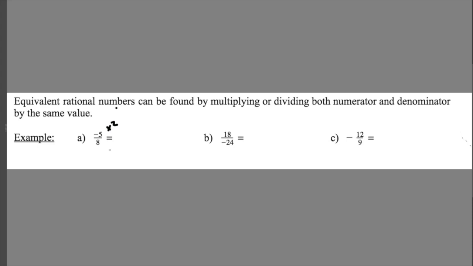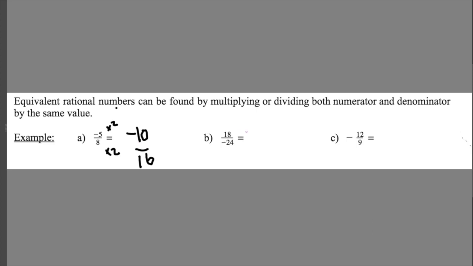And if you multiply the top by 2, then you're also going to multiply the denominator by the same amount. So you multiply the bottom by 2. So here we're going to get -10, and then 16. So that's just saying that these two are equivalent to each other.